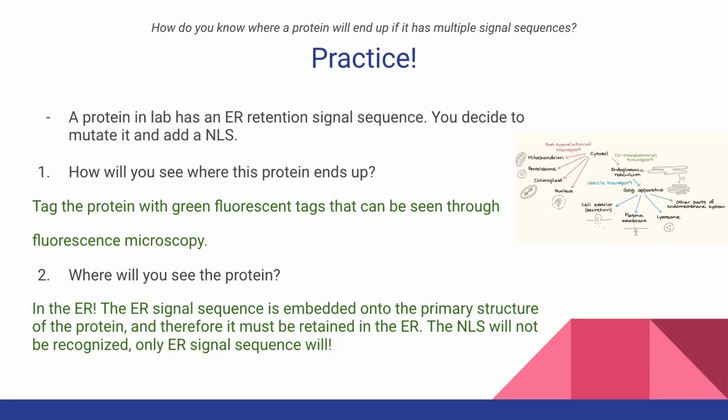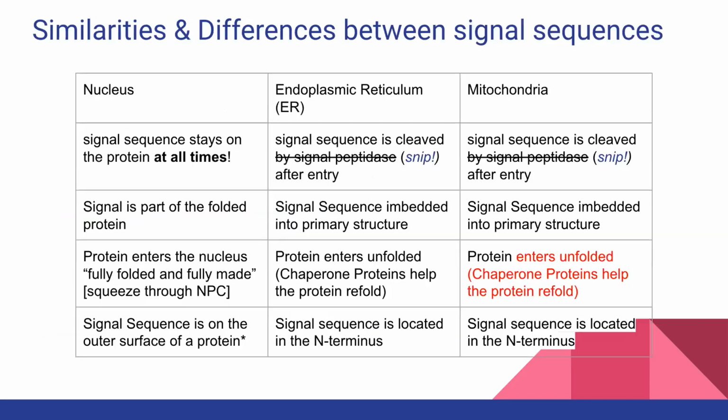The mitochondria also does go through a similar process. If you go back to the differences and similarities, it's not as emphasized as much, it's mainly the ER, just because there are more possibilities, like you get secreted outside the cell. But, that's it. Because for both of them, the signal sequence is cleaved after entry, and they both enter unfolded.